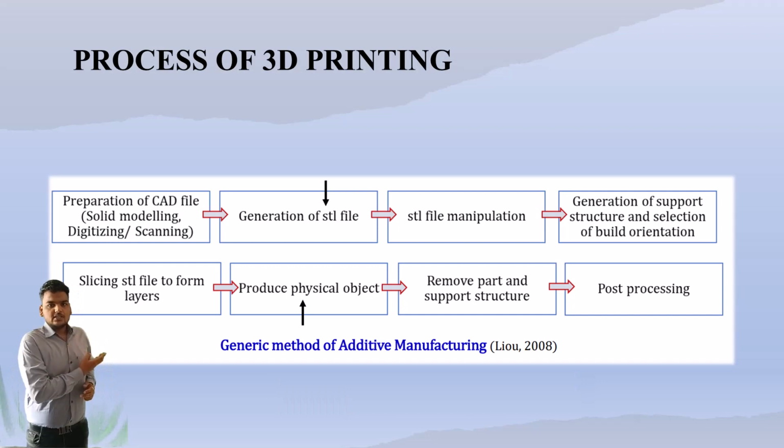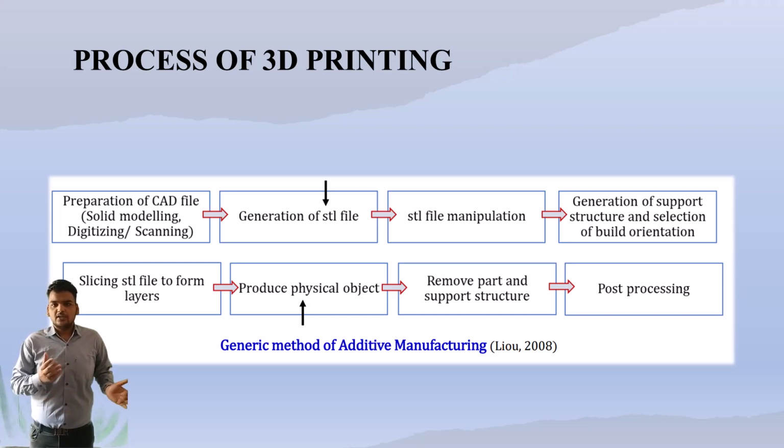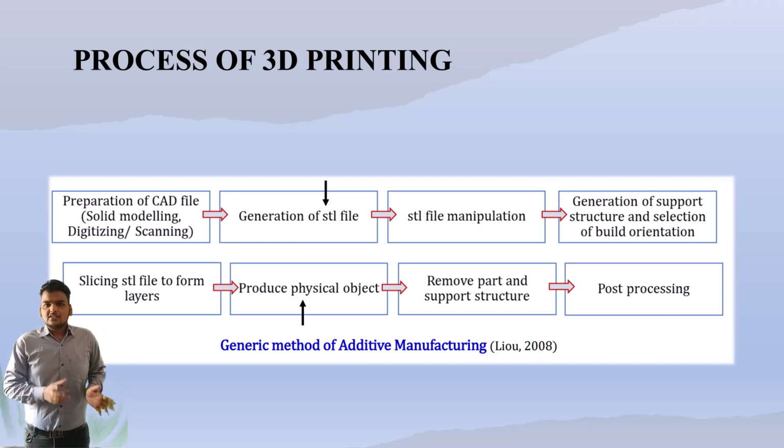These are some processes of metal 3D printing. The first is preparation of the CAD file using solid modeling, using any CAD modeling software. Second is generation of the stereolithography file. The next is manipulation of the STL file. Then generation of support structures and selection of build orientation. The next is slicing the STL file to form layers. Then produce the physical object, remove parts and support structures. The last is post processing.